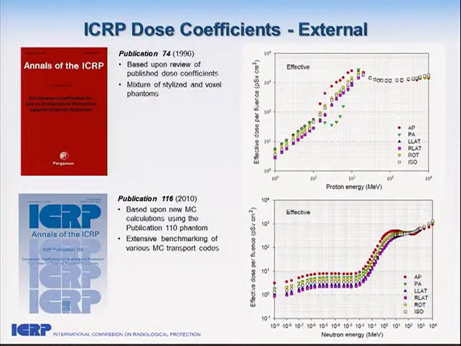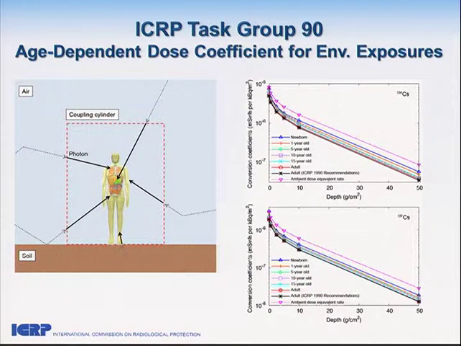External dose coefficients, in the past we had ICRP 74, which was really a collection of published dose coefficients from stylized and voxel phantoms. In 116, we completely did the calculations ourselves in the task group with multiple Monte Carlo codes using the ICRP 110 phantoms. And as I said, there's a new task group, 90, that's looking at external dose coefficients, but for environmental sources: contaminated air, contaminated water, contaminated soil at different depths. And this is some preliminary data generated by our colleagues at JAEA in Japan using the ICRP new pediatric voxel phantoms.